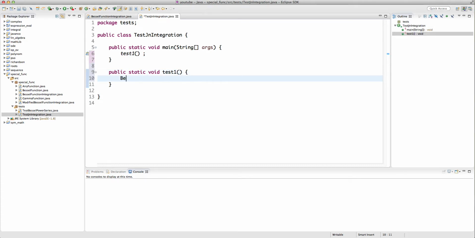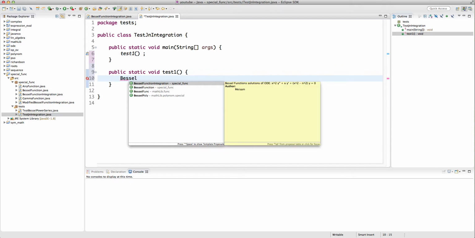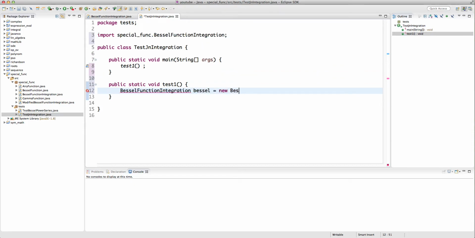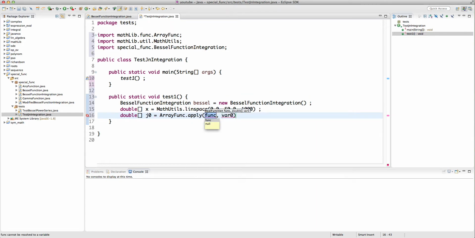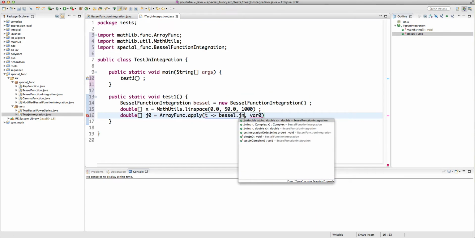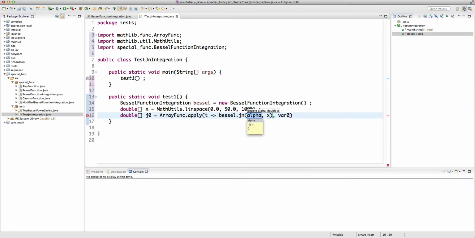In test1, I'm going to create a Bessel function integration, new Bessel function. So I want to use the integration equation, this 1 over pi, 0 to pi integral of cosine. And then double x is MathUtils.linspace from 0 to, let's say, 50, 1000 points, and then double j0 is, let's call the array func apply, and we want to have t goes to Bessel.jn, and this is the integer.